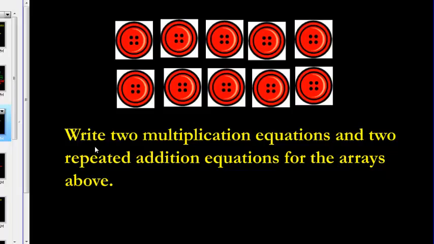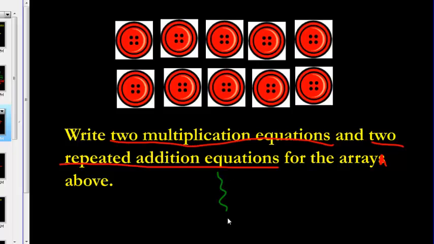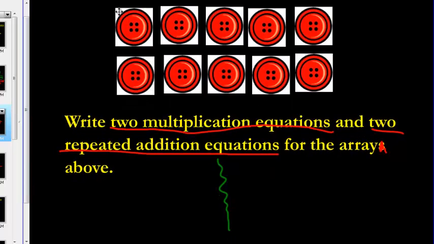Here, this question asks us, now let's read it carefully. It says, write 2 multiplication equations, just like what we did in the last question, and 2 repeated addition equations for the arrays above. Well, for the array, it's one array. Let's analyze this a little further. We need 2 multiplication equations. So let's split the page up like this. Do you want to do rows or columns first? Doesn't really matter. Let's do rows first.